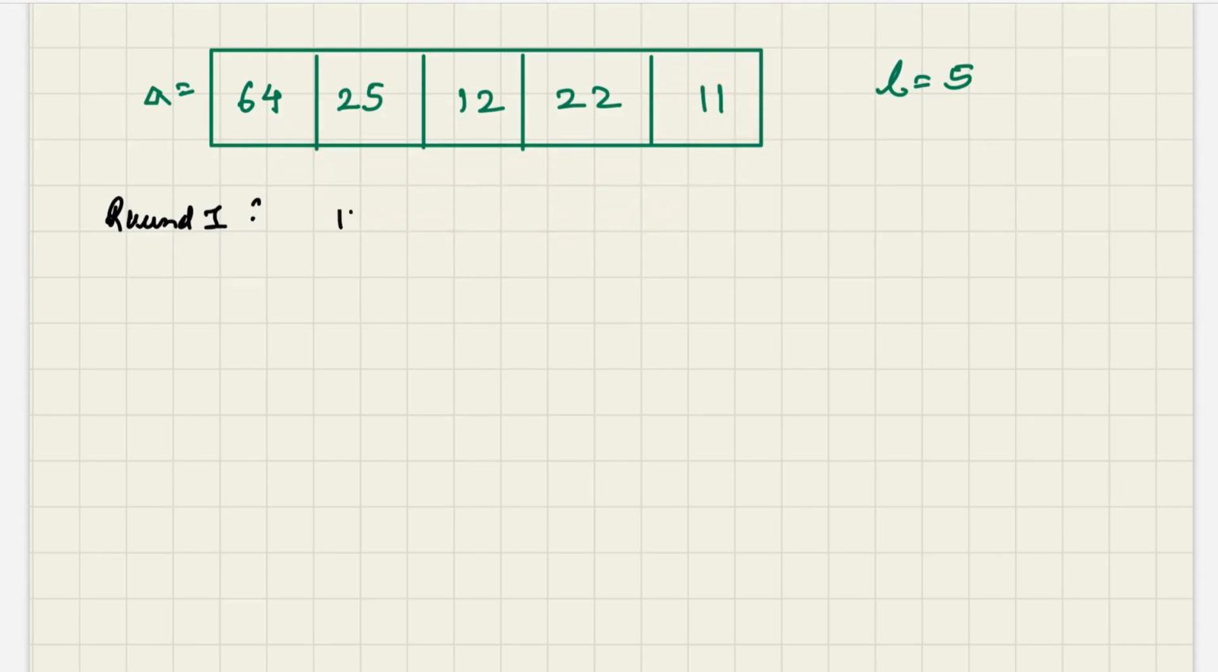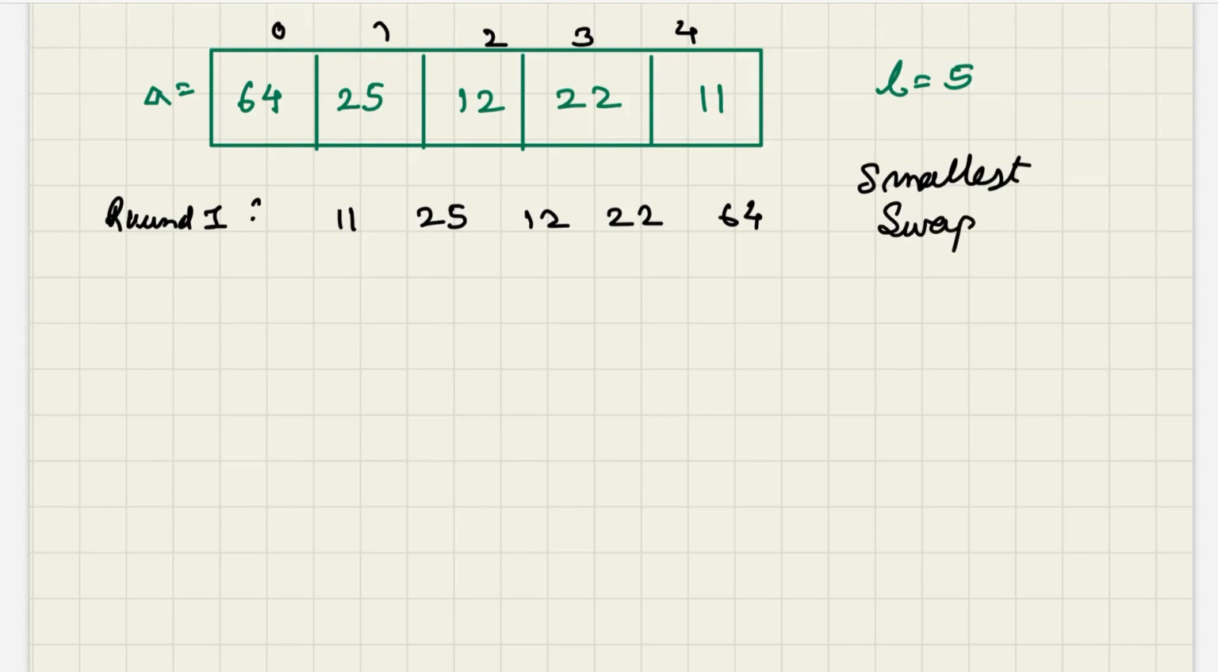Okay, so here we have 11. Then we have 25, 12, 22 and 64. Why do we have 64 at the end? If you remember, we first find the smallest element and then we swap that smallest element with the index that we are comparing it with.